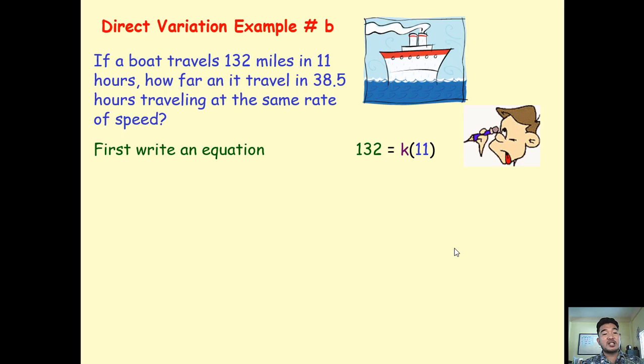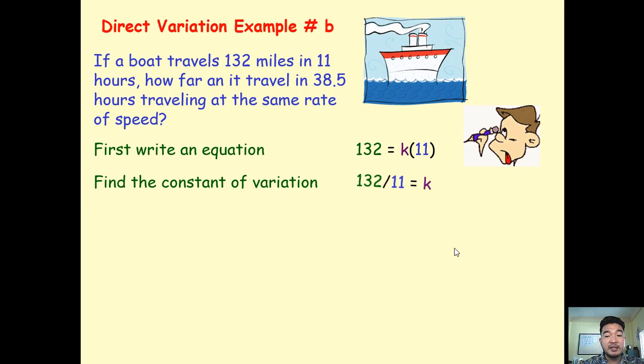Okay. And then the question here is how far will the boat travel for 38.5 hours at the same rate of speed. So, ang nawawala dito ay y pa rin. We are looking for the y. Then, we solve for the constant of variation using the information. So, you will have 132 divided by 11. Since we are solving for k, we have to eliminate 11 here by dividing the whole equation by 11. And 132 divided by 11 is equal to 12. So, the constant of variation is equal to 12.